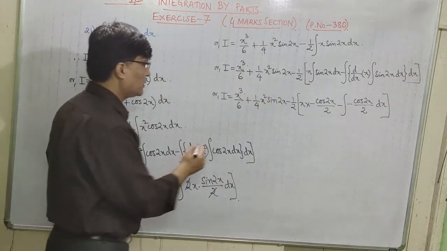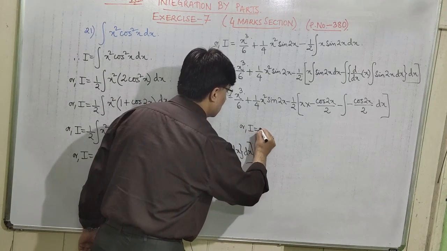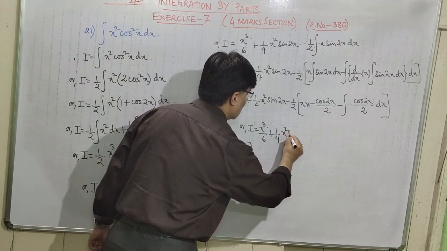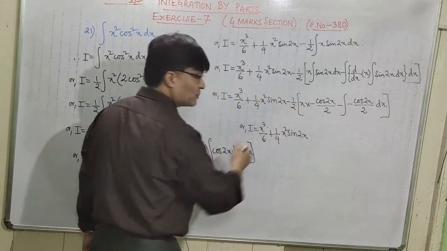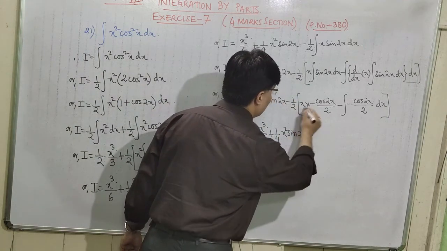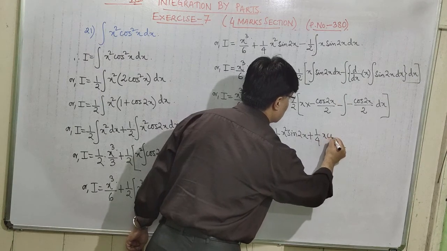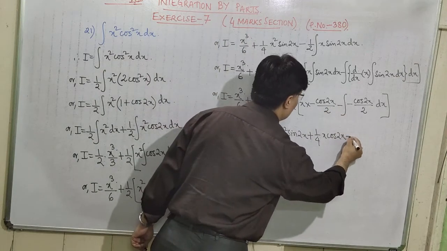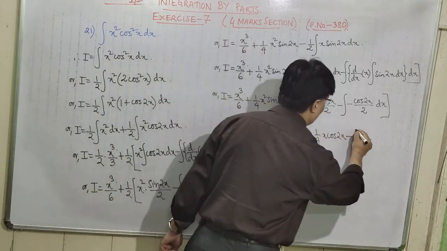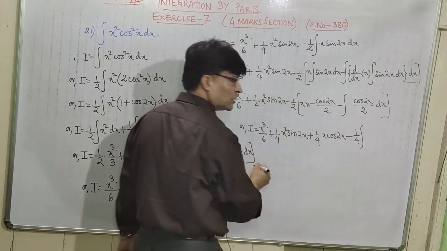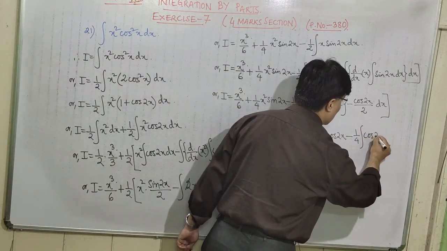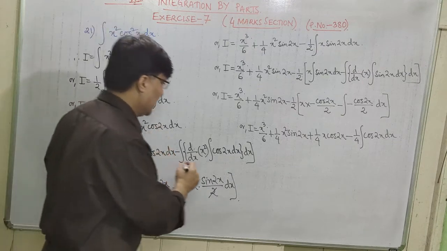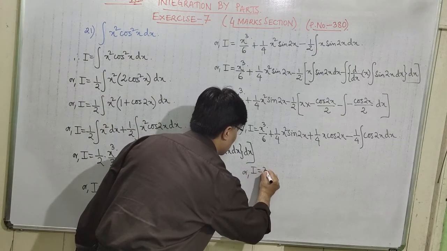Understood now? So next, I is equal to x cubed by 6 plus 1/4 x square sine 2x. Let us multiply it. Minus into minus is plus, half into half, 1/4. Now this is x cos 2x, right? So minus into minus plus, plus into minus, minus. Again, half into half is 1/4, 1/4 integration of cos 2x dx. Understood?